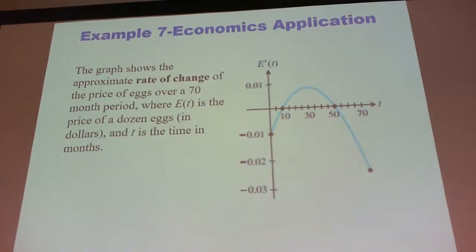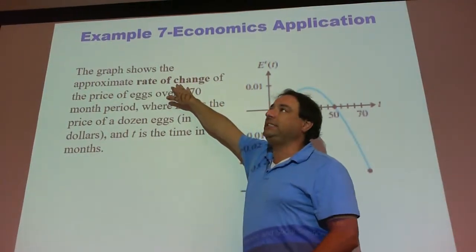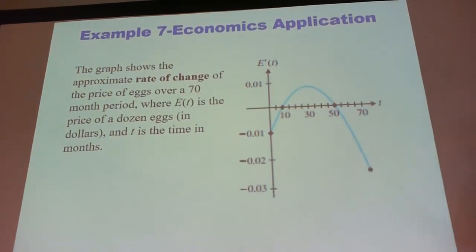Now, this one is a little weird, so I want to explain this well. The graph shows the approximate rate of change of the price of eggs over a 70-month period, where E(t) is the price of a dozen eggs in dollars, and t is the time in months. Let me stop for a second. Do we have a graph of the original? Or since it says rate of change, we have a graph of the derivative? What do we have a graph of?